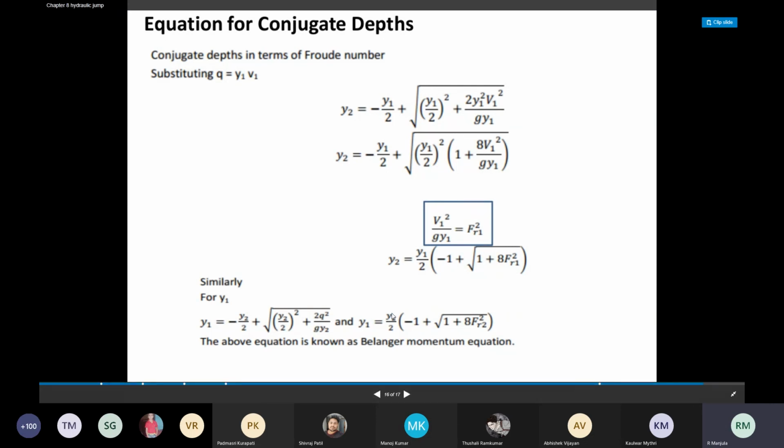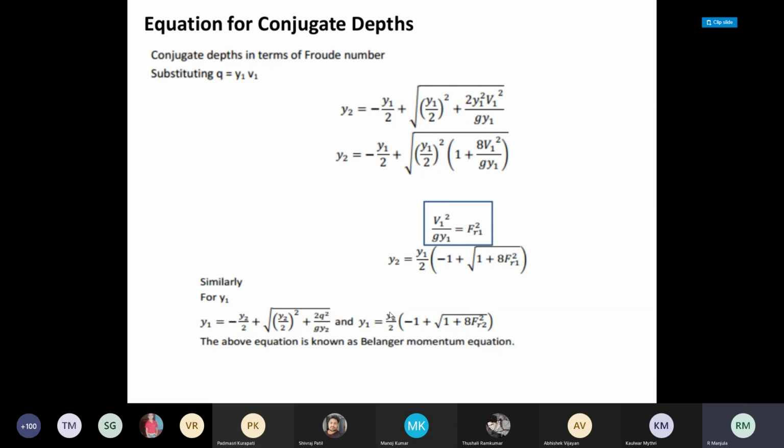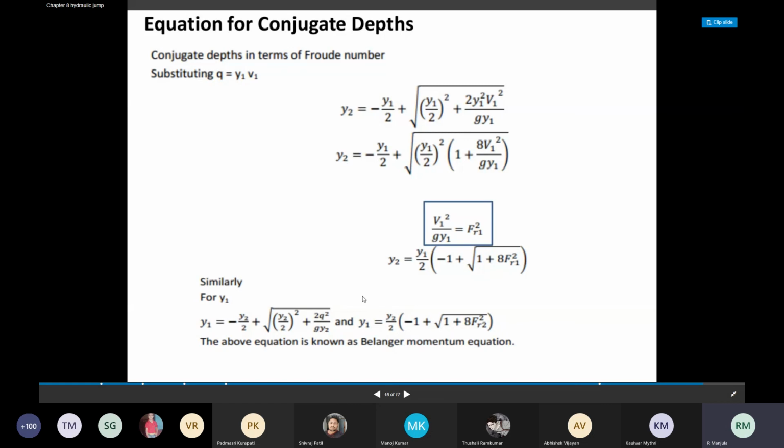Okay, so after this you need to find the length of the jump. Once you know y2 and y1, y2 minus y1 is the height of the jump, and the length of the jump is usually 5 times the height of the jump. There is a thumb rule for the length of the jump. And there are formulas also for predicting the length of the jump that we'll see in the next class.